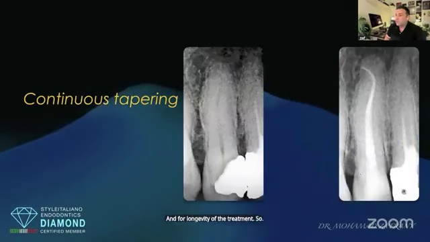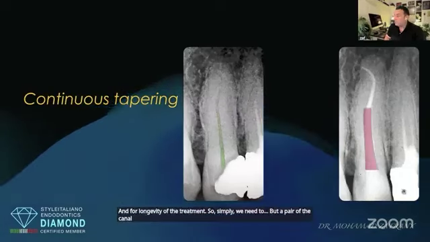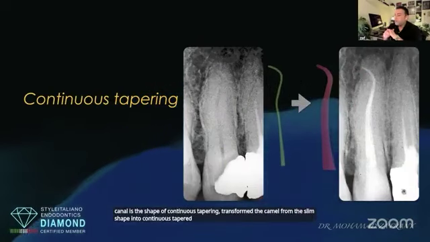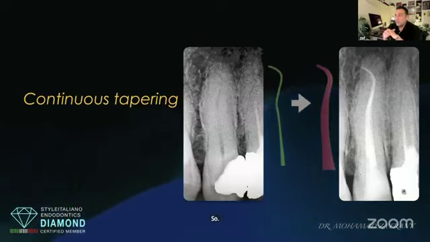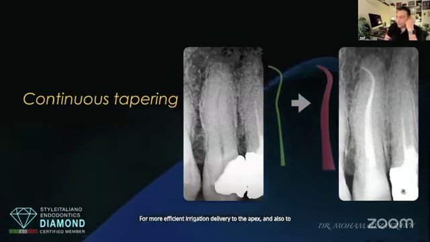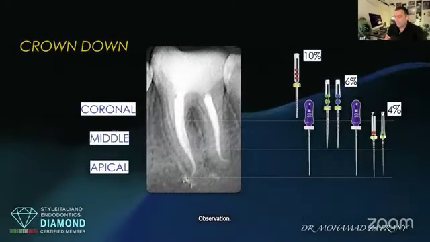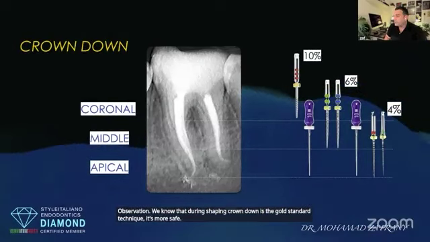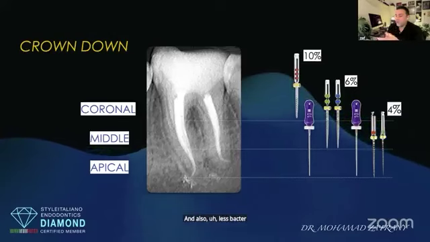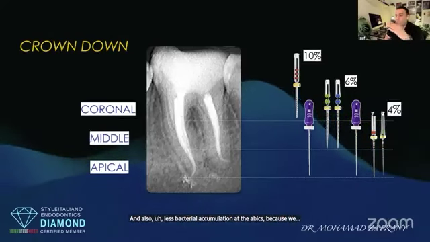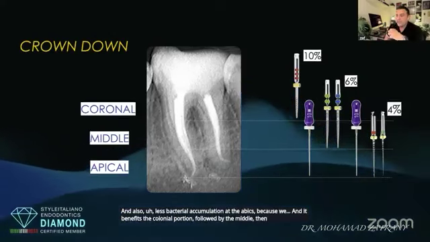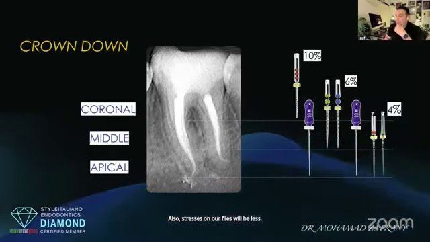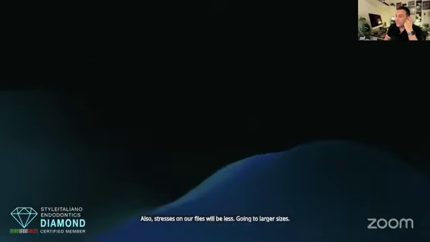So simply, we need to prepare the canal in the shape of a continuous taper, transforming the canal from a slim shape into a continuous tapered shape for more efficient irrigation delivery to the apex, and also to facilitate obturation. We know that during shaping, crown-down is the gold standard technique. It's safer and also has less bacterial accumulation at the apex, because we prepare first the coronal portion, followed by the middle, then the apical, so the bacterial load at the apex will be less. Also, stresses on our files will be less, going to larger sizes preparing at the apex.